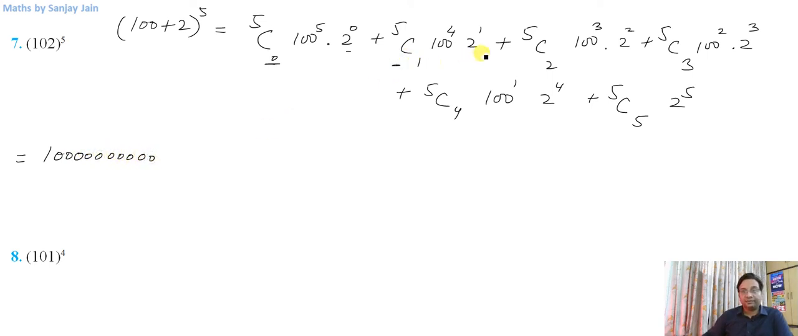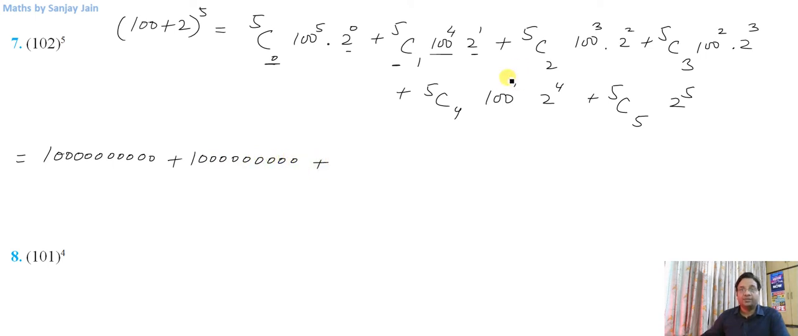This is 5, this is 2. So 5 into 2 is 10. This is 1 followed with 8 zeros, and 10 will bring one more zero. So 1 followed with 9 zeros will come here. 1 and then 9 zeros: 1, 2, 3, 4, 5, 6, 7, 8, 9.